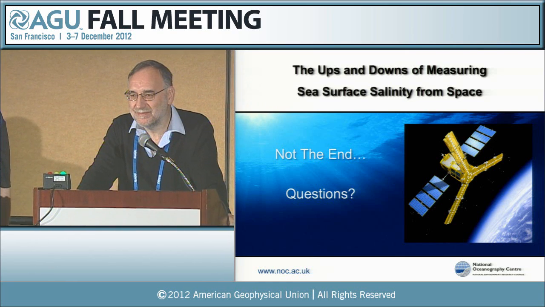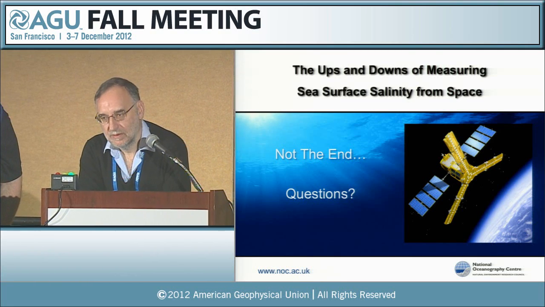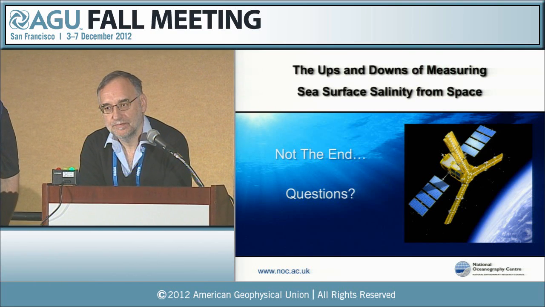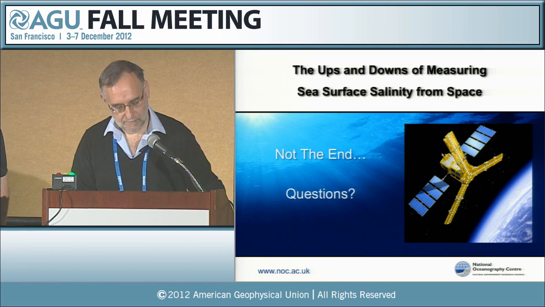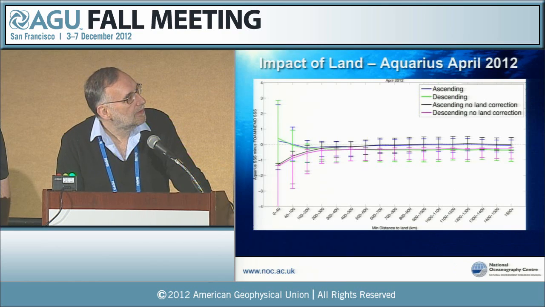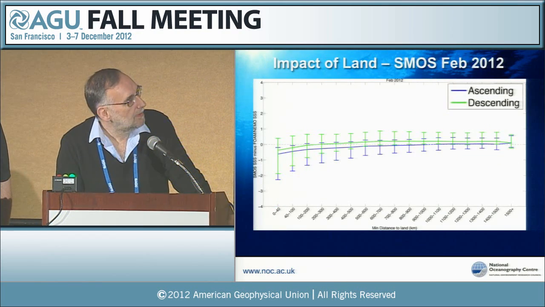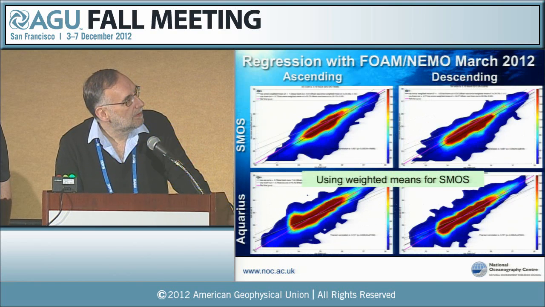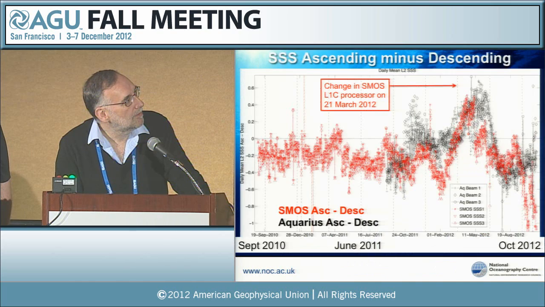Thomas? Yeah, just two short comments. We showed a big bump in the ascending, descending, I think around May. Yep. That's most likely the galaxy, the galactic radiation, which gets strong in May. And then the overcorrection on land in Aquarius is something which should be taken care of in the new Aquarius version. Yeah. Again, it shows some light.